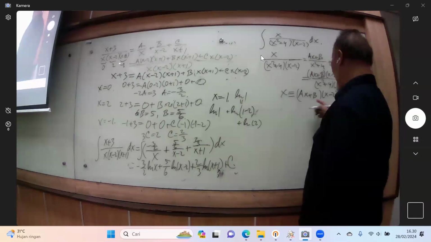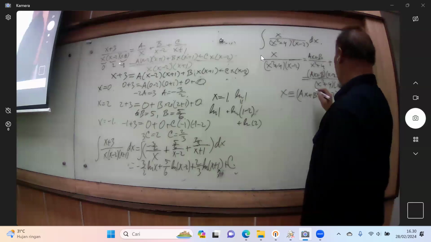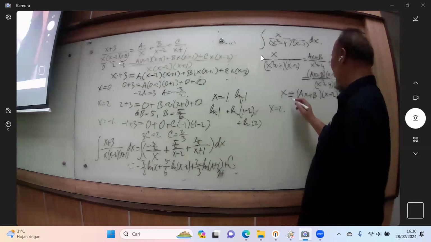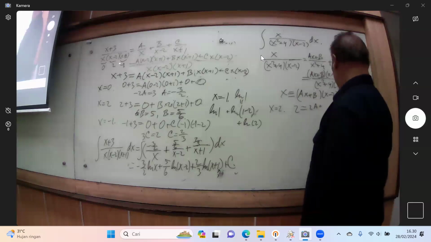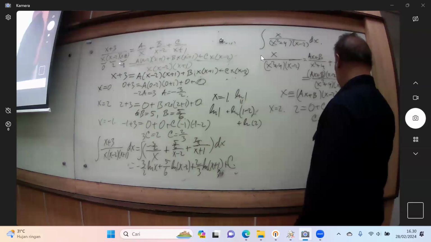Now the root, we try the root, sorry, x equals 2. So we take x equals 2, then we have 2 equals 2a plus, oh, sorry, it's a 0. 0 plus c times 2 squared plus 4. So c is 2 divided by 8, which is 1 over 4.